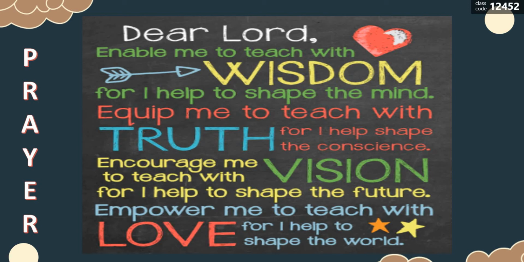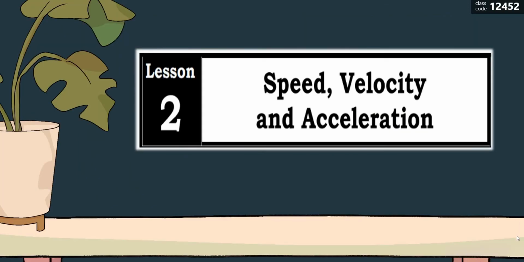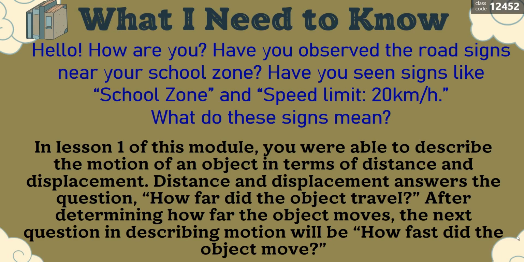Amen. Good morning, everyone. So for today, we're going to tackle Lesson 2 of Module 1, Quarter 3 of Science 7, entitled Speed, Velocity, and Acceleration. We're going to differentiate. So what I need to know. Hello, how are you? Have you observed the road signs near your school zone? Have you seen signs like school zone and speed limit 20 kilometer per hour? What do these signs mean?